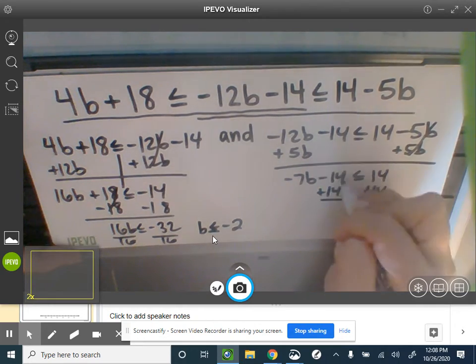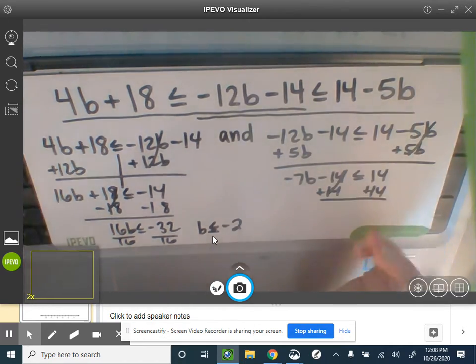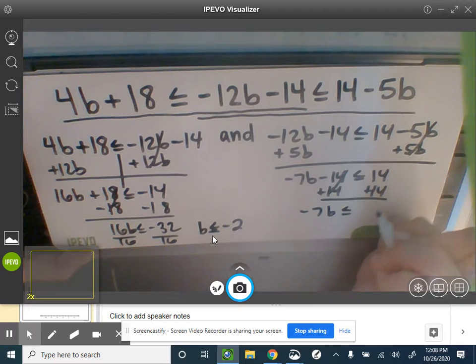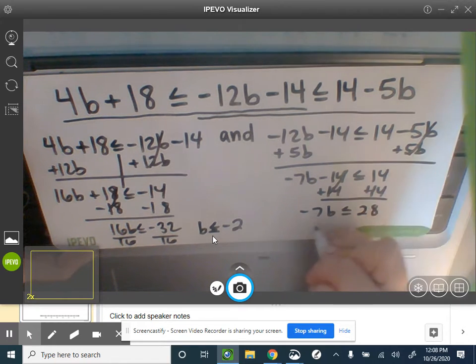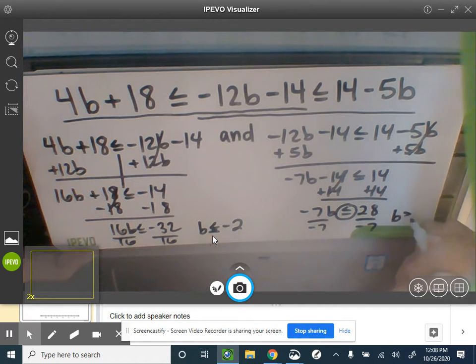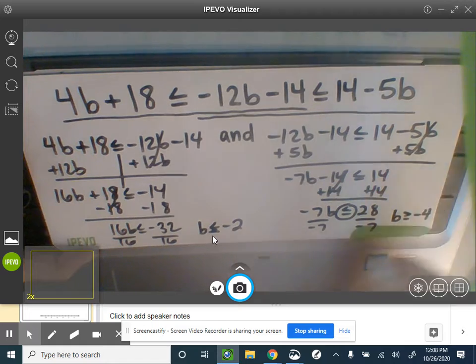I know I'm going kind of fast, but I mean, once you see them separately, this is just like the equations we were previously doing. So we have negative 7b is less than or equal to 28. Divide both sides by negative 7. Since we divided by negative 7, we are going to have to flip our inequality here. So we get b is greater than or equal to negative 4.